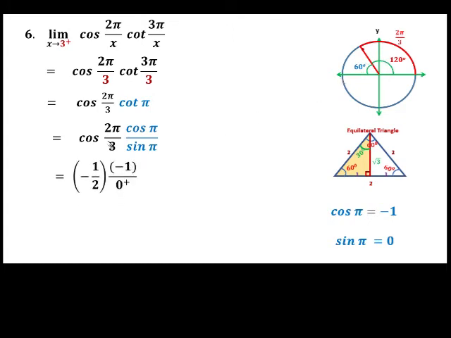So this is negative 1/2, and cosine of pi is negative 1. The sine pi approaches a value 0 from a positive value. So as we evaluate this fraction, this is negative infinity times negative 1/2. So negative times negative is positive. So the limit approaches positive infinity.